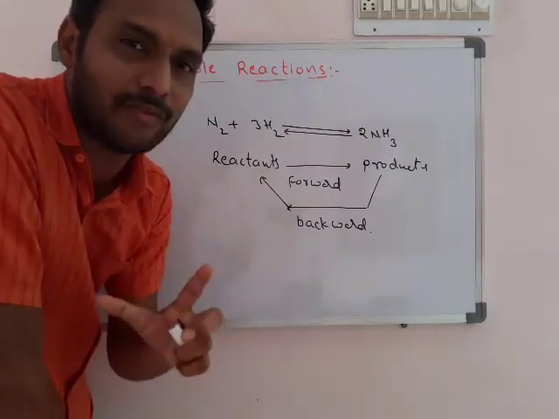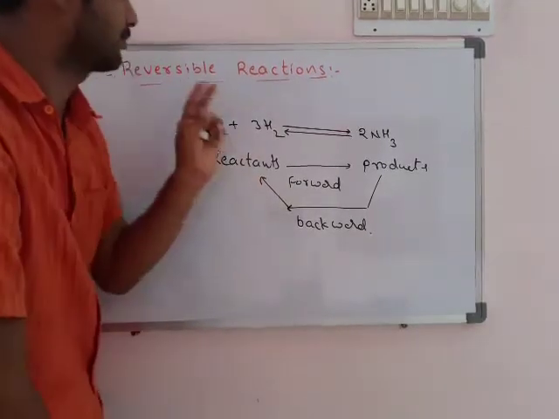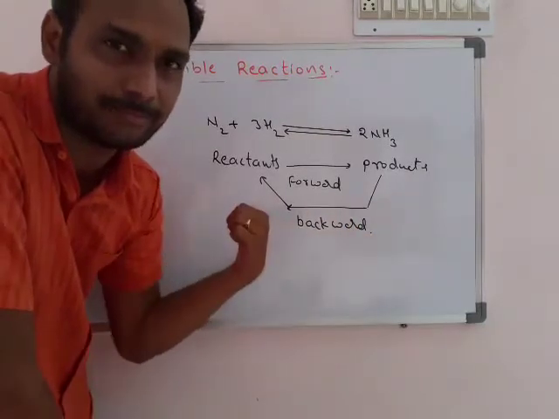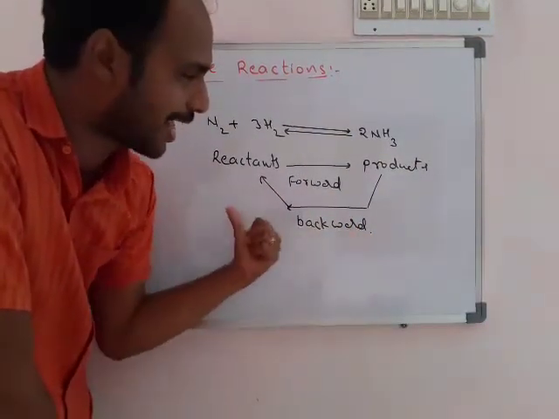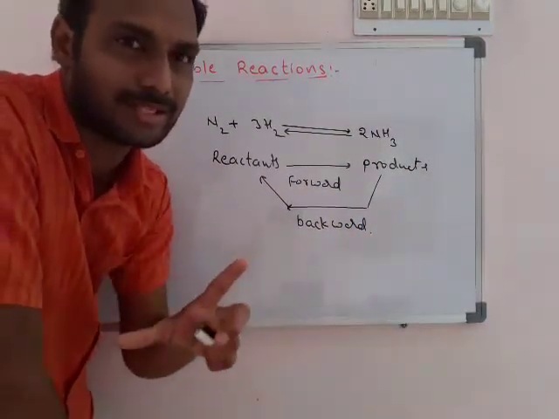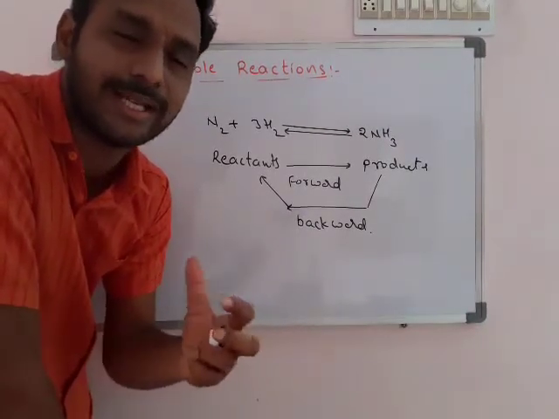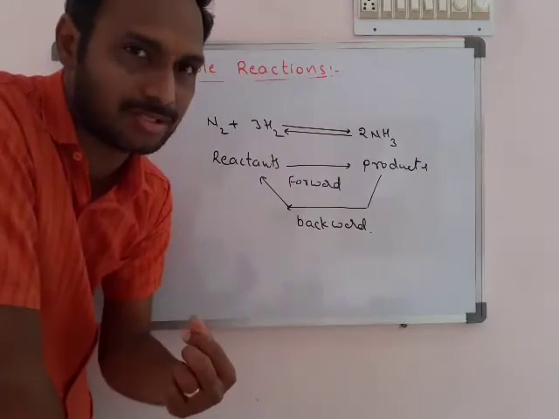If a backward reaction is also possible, then that type of reaction is treated as a reversible reaction. Simple. Reverse means exactly back. So if the backward reaction is possible, it is treated as a reversible reaction. Otherwise, they are treated as irreversible reactions.